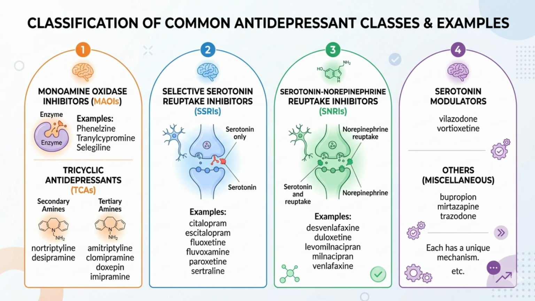Finally, the fourth arc covers atypical agents that don't fit neatly into the previous definitions. First, we have serotonin modulators like vilazodone. Below that, we have bupropion, which acts primarily on norepinephrine and dopamine, not serotonin. Then we have mirtazapine, which works on specific receptors to boost both serotonin and norepinephrine signals indirectly.